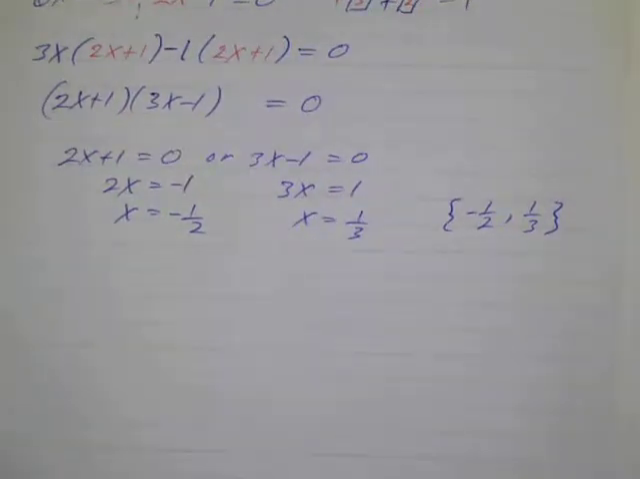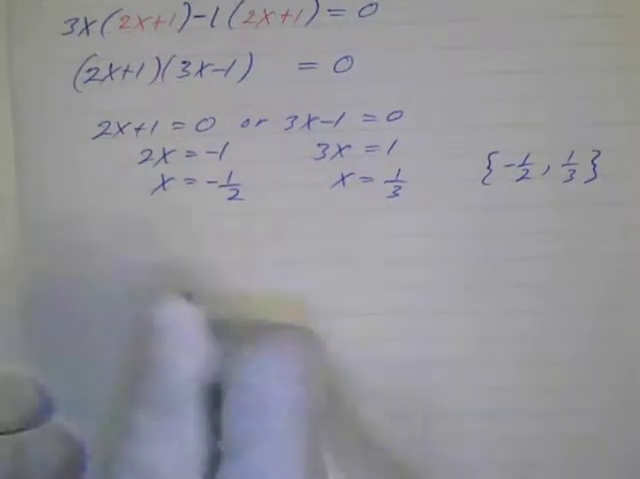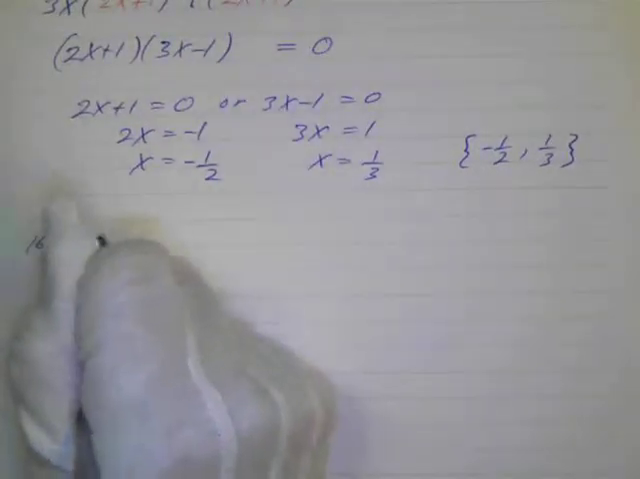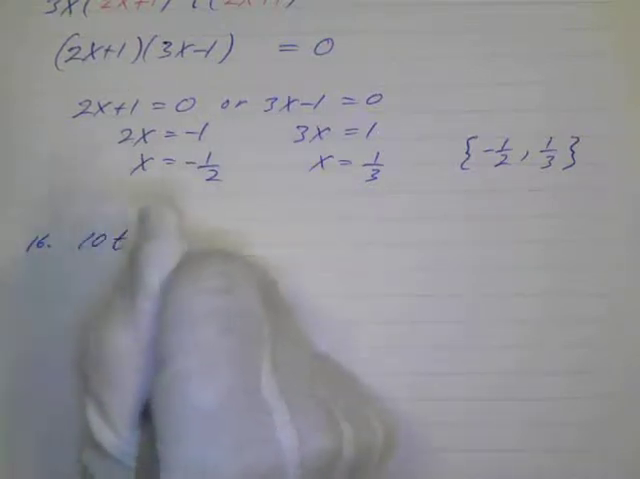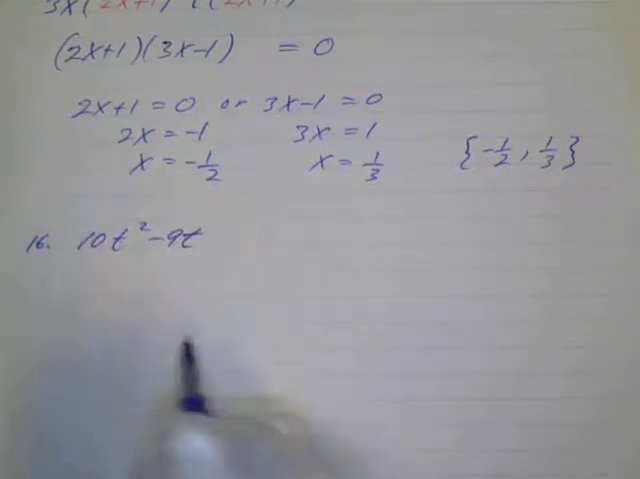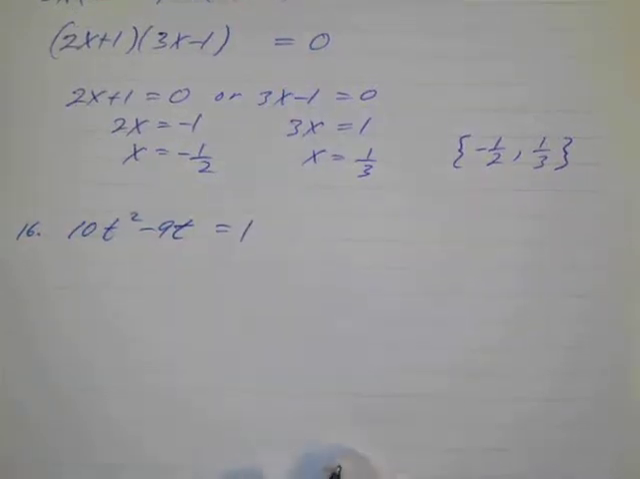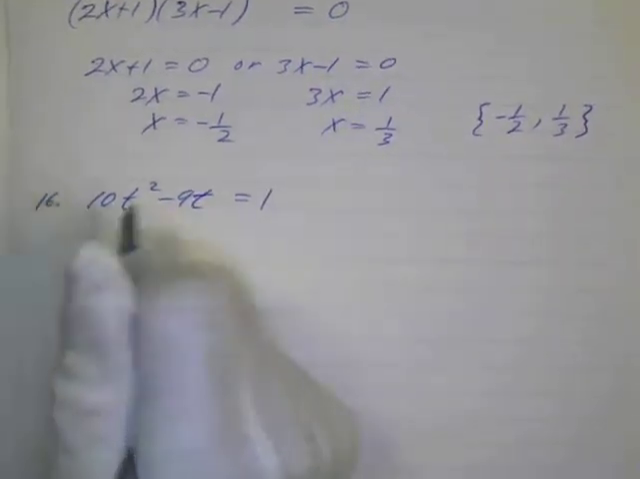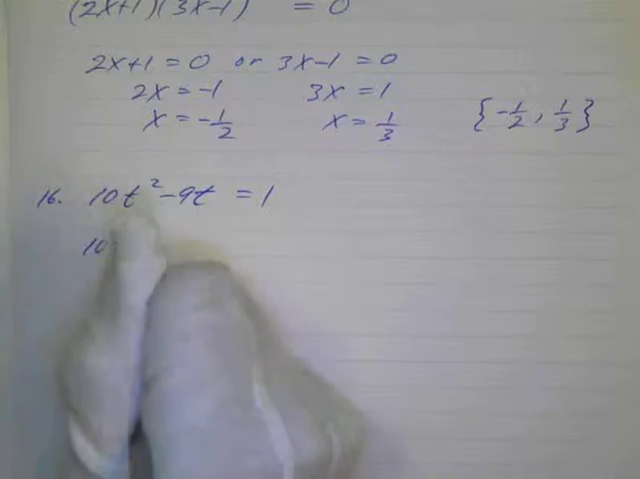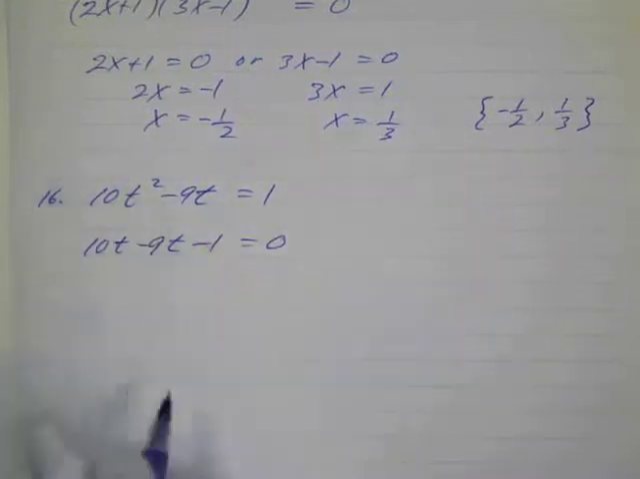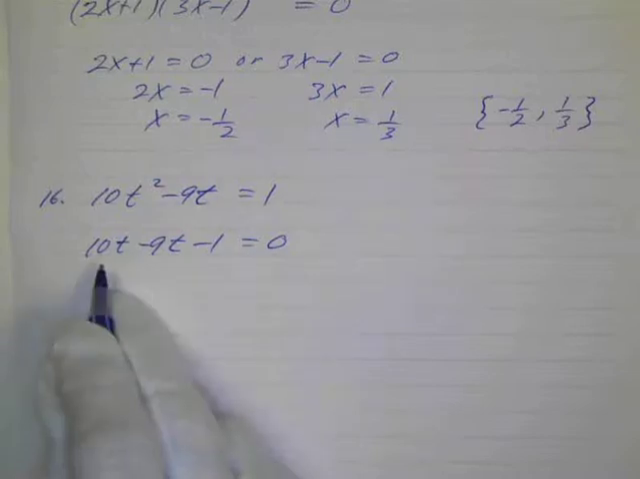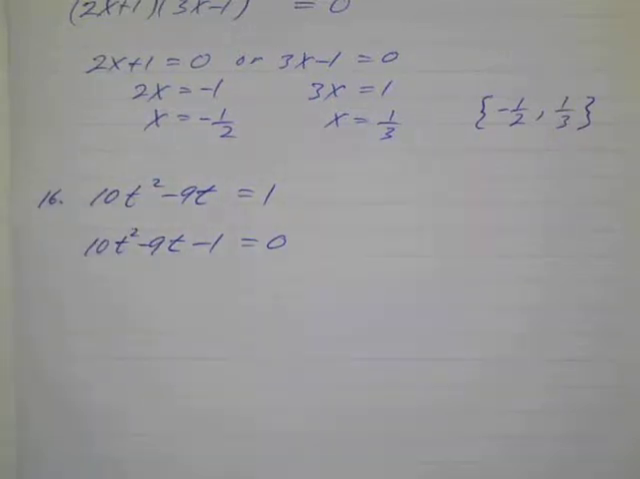Okay, and it looks like number 16 is very similar. 10t squared minus 9t equals 1. So first of all, I'm going to set it equal to 0. So I've got 10t squared minus 9t minus 1 equals 0. And again, I've got a general trinomial. I've got a lot of possibilities here. Oh, that's t squared, excuse me. It could be 10 and 1 or 5 and 2.